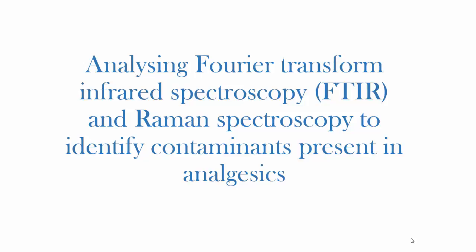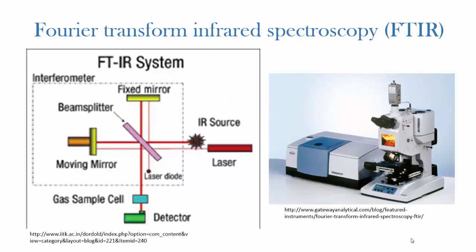And we are students of CHM 2922, and we are discussing our findings in Exercise 5, analysing Fourier transform infrared spectroscopy and Raman spectroscopy to identify contaminants present in analgesics. Absorption spectroscopy measures how well a sample can absorb light at different wavelengths. A monochromatic light beam is usually passed through a sample, and the amount of light absorbed is measured.